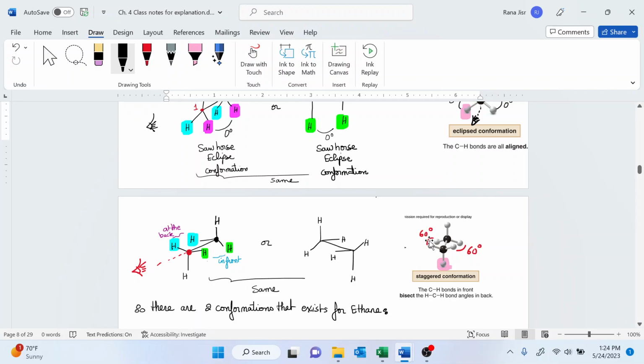Hydrogens on the other side, on the left, these are at the back. So these are the ones that are behind. And then these two hydrogens here, they are in play.